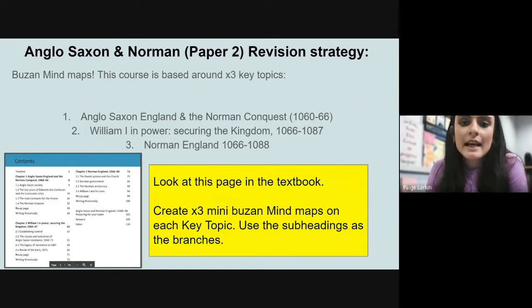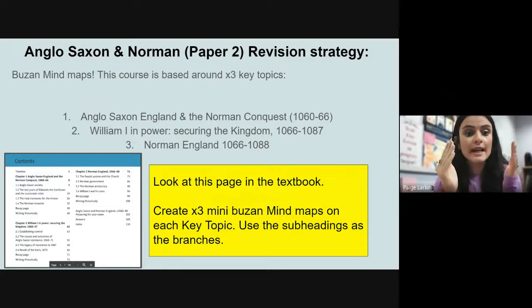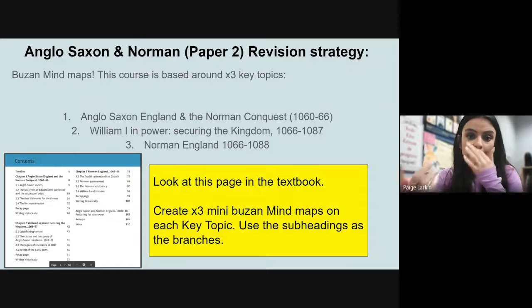Now, the Anglo-Saxon course is based around 3 key topics, and the 3 key topic headings are the first page of the textbook, again, which can be found on the microsite. Now, I would strongly suggest that your son or daughter creates 3 very detailed Booz and mind maps on each one of the key topics for this paper. So the key topics are on the screens.